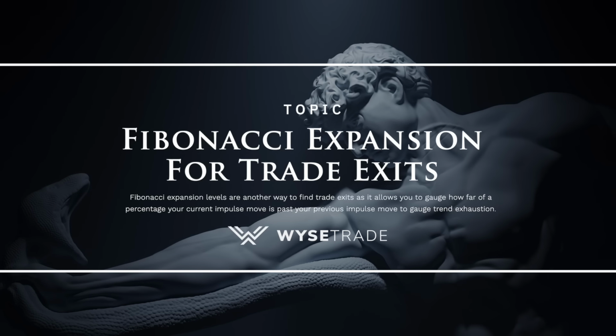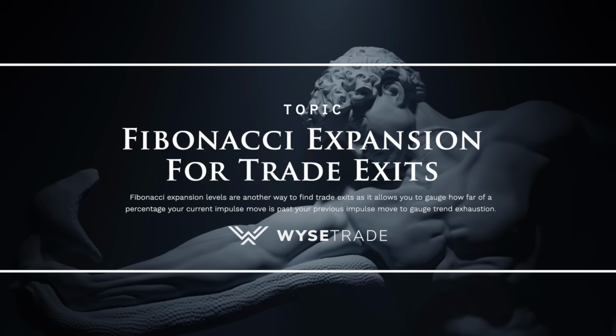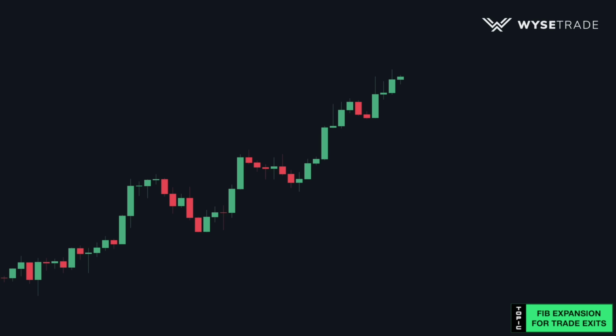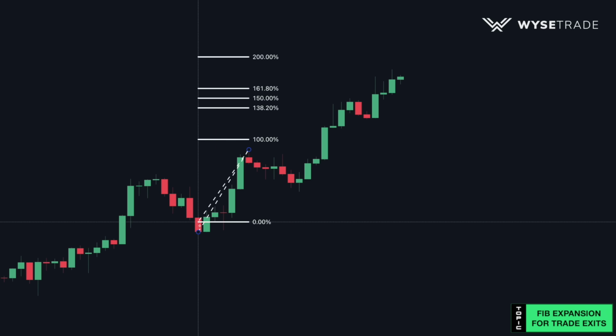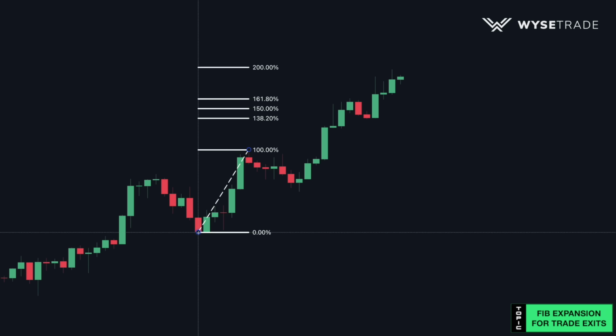Fibonacci expansion for trade exits. In an uptrend, click at the start of the previous impulse move. Drag it up and click again at the start of the corrective move, and then drag it back down to the starting point of your previous impulse move. Then drag it slightly to the right and click again.